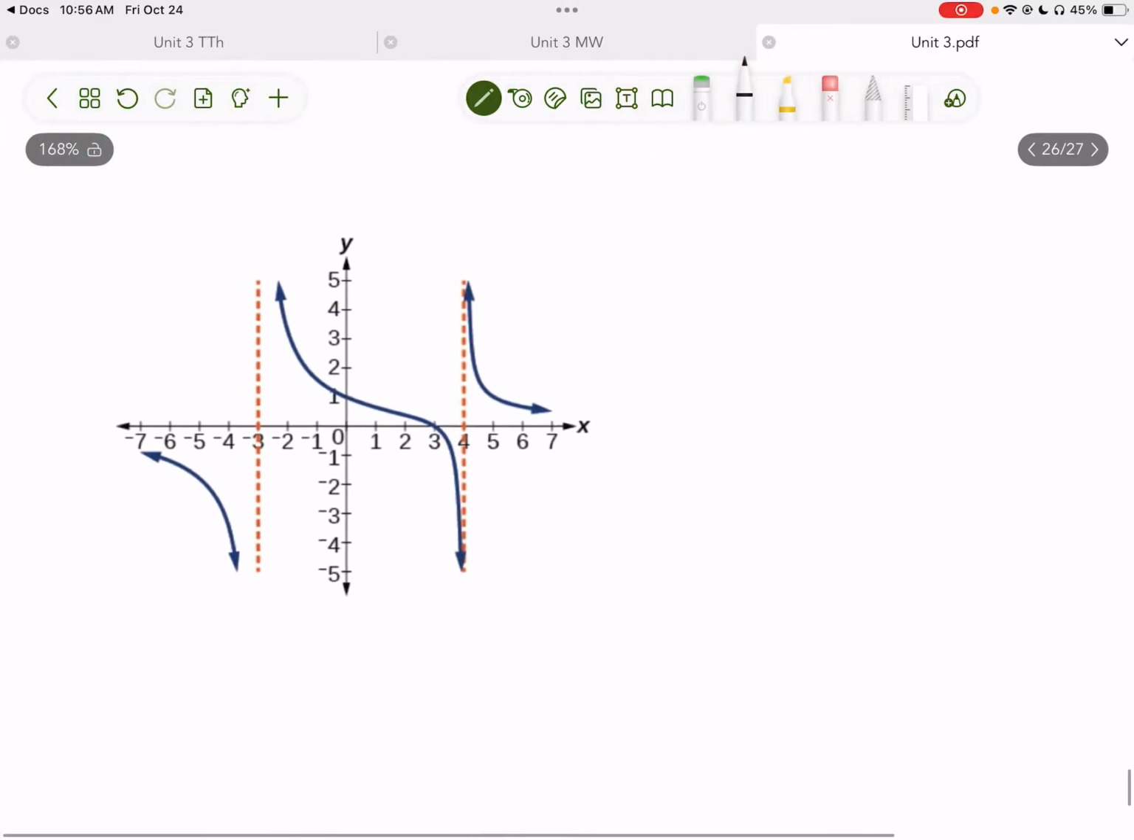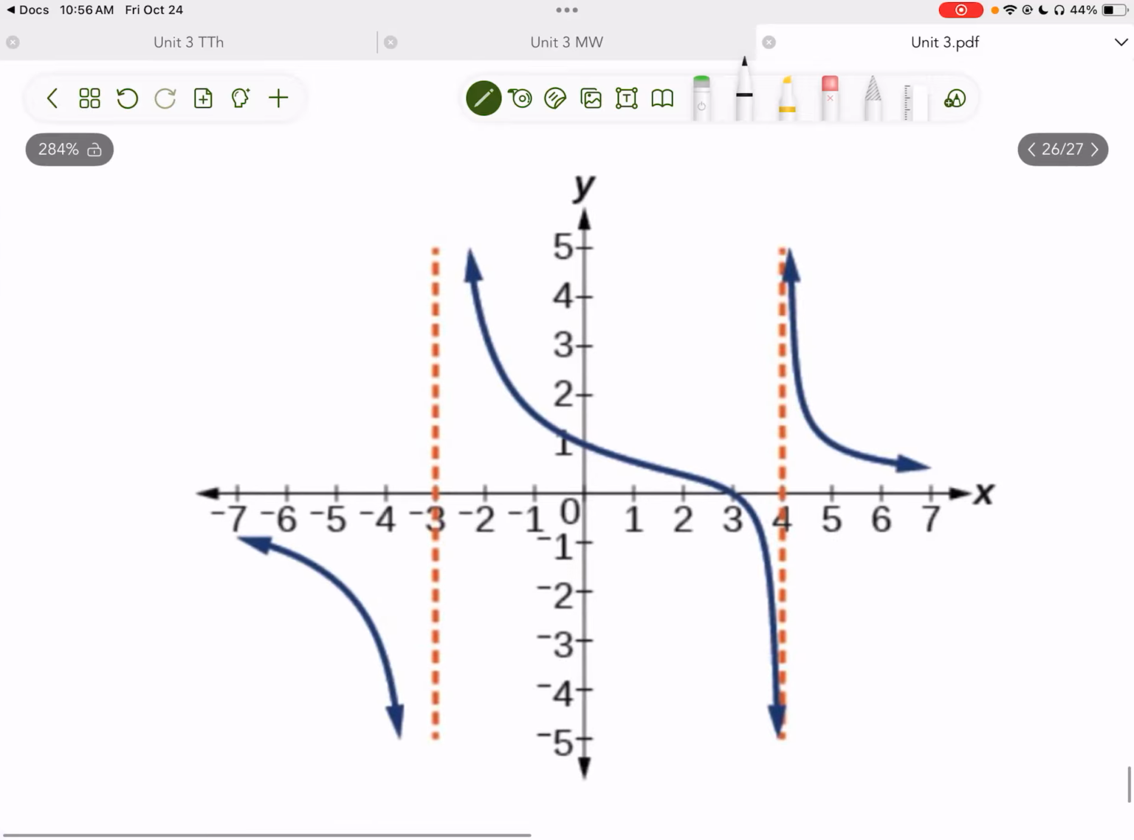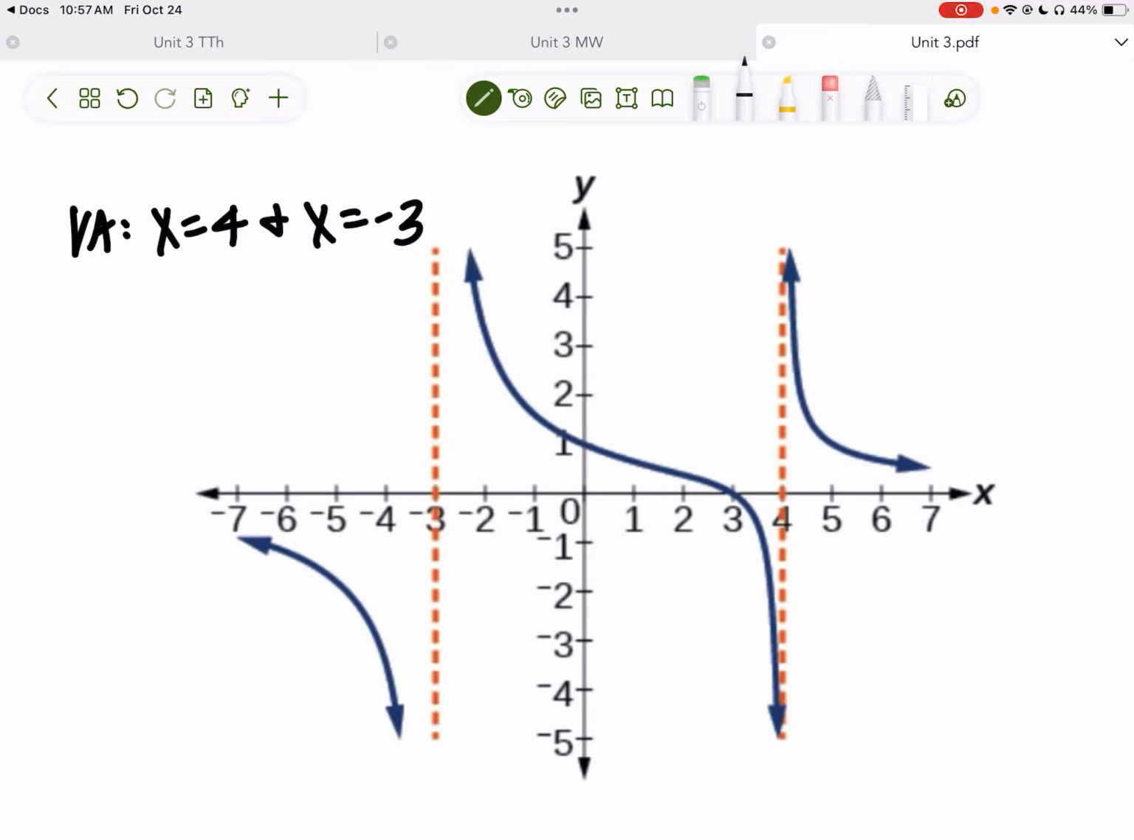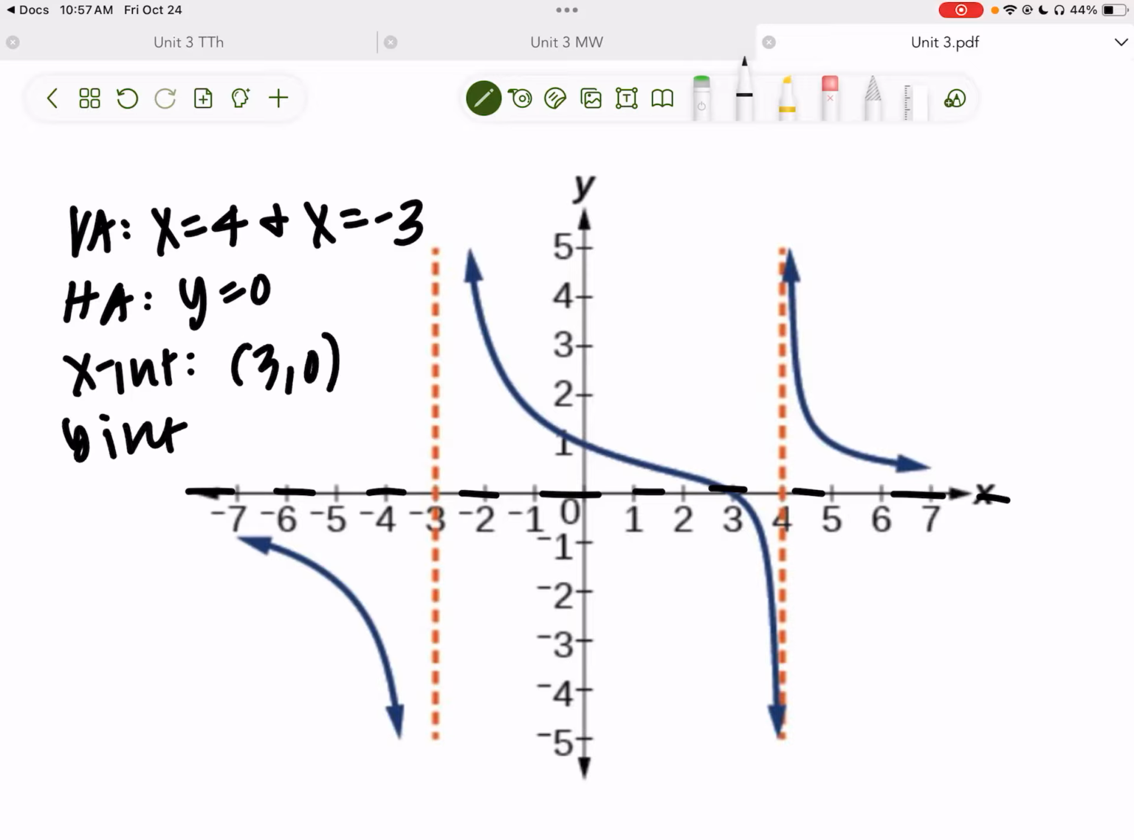Let's do it again with this one. Looks slightly different, but that is okay. We have two vertical asymptotes, so we have x equals 4 and x equals -3. The horizontal asymptote is at 0. It's not explicitly shown, but it is at 0, and you can tell by the curves on the edges. The x-intercept is at (3, 0). The y-intercept is at (0, 1).